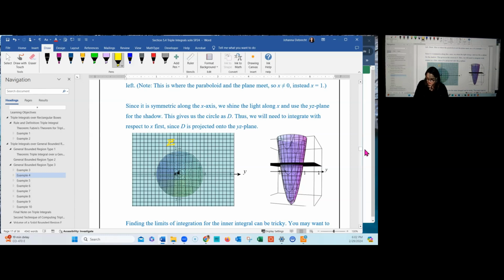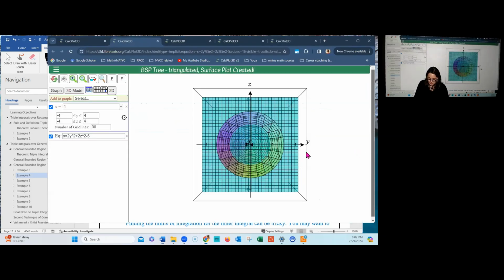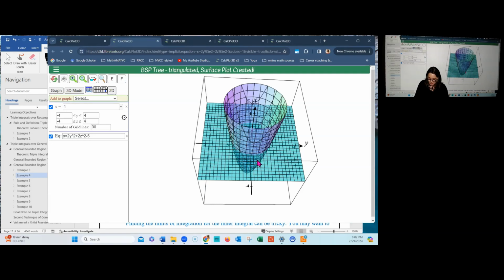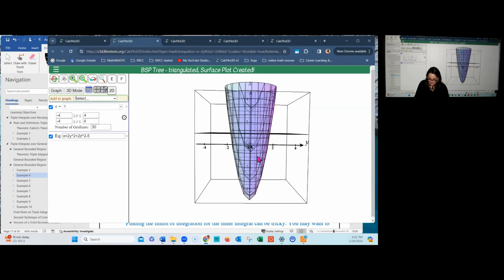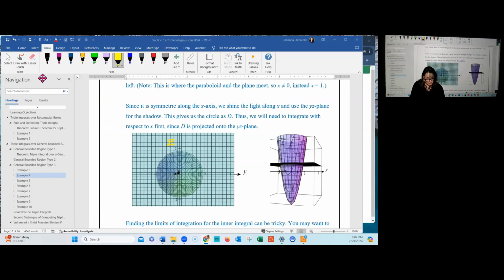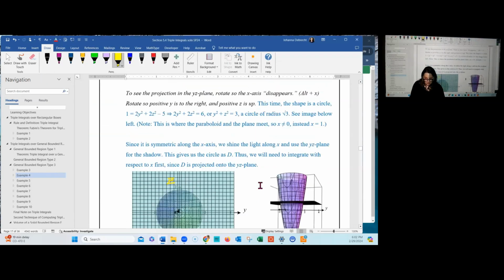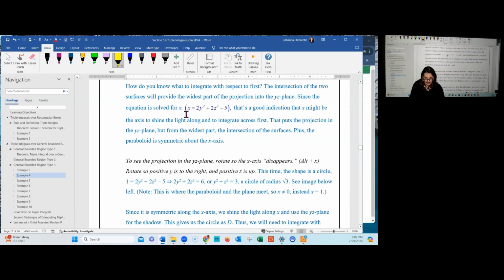To do that, we want to come over here and rotate so that x is pointing straight up. If we point x up, then you can tell by looking at the solid created by the bottom of the paraboloid up to the plane that the lower surface is given by the paraboloid and the top of my solid is given by the plane x equal 1. This gives me my limits of integration. I will need to solve the paraboloid for x, but I believe it was solved for x to start with. x equals 2y squared plus 2z squared minus 5.